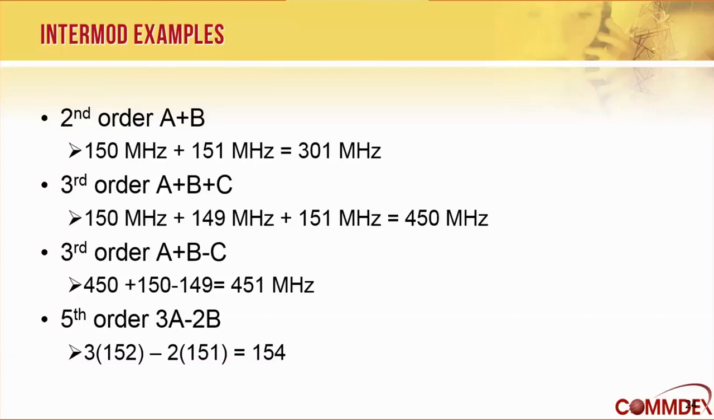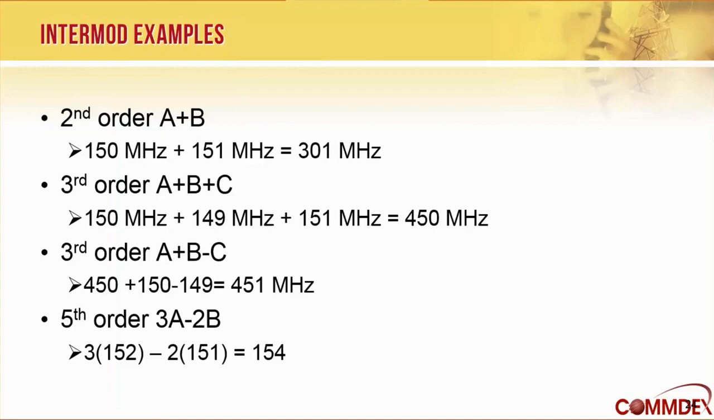A second order combination. The reason they're called order is that if you look at the coefficients of the variables there, they're ones or twos, and you add the coefficients together to get the order. So for second order, you have like 1A plus 1B. That's why it's called second order. An example would be 150 megahertz plus 151 is 301 megahertz. That's a second order. The reason that doesn't seem to be a problem is that typically it will give us combinations that are outside our frequency band and don't bother us. They might bother somebody else, but they won't bother us.